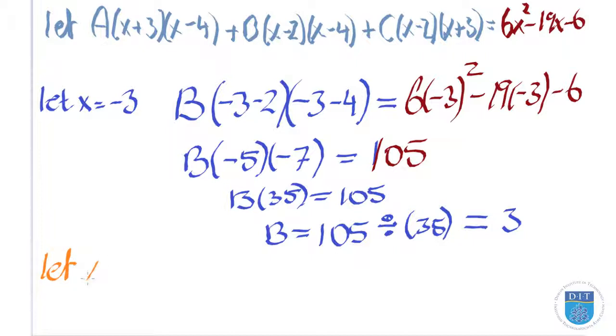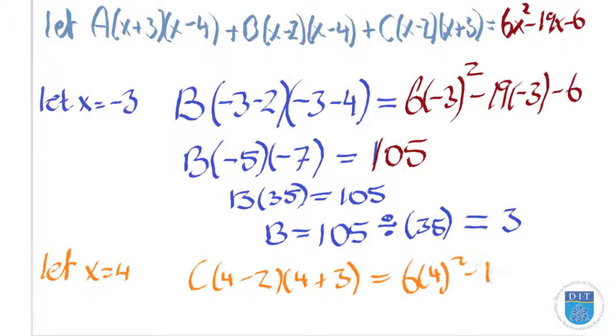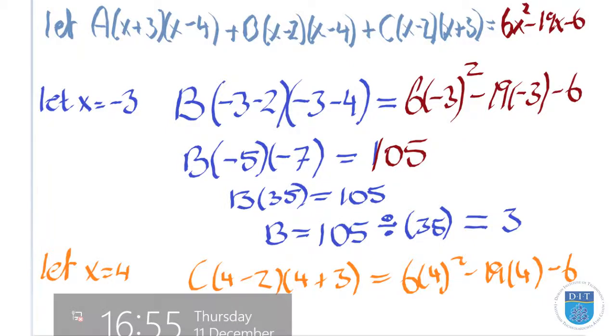Let x equals 4. That's going to go as well. So this is the only term now I have to worry about. That term's going to survive. So I'll have C by 4 minus 2 and 4 plus 3 equals 6 by 4 squared minus 19 by 4 minus 6 again. Sorry for the bad writing.